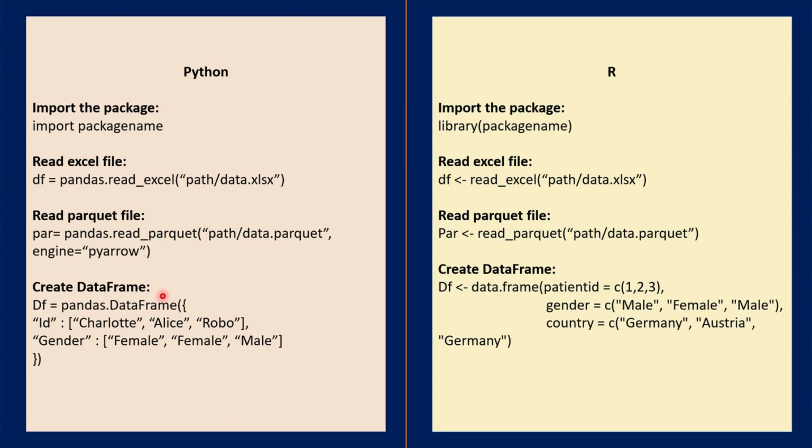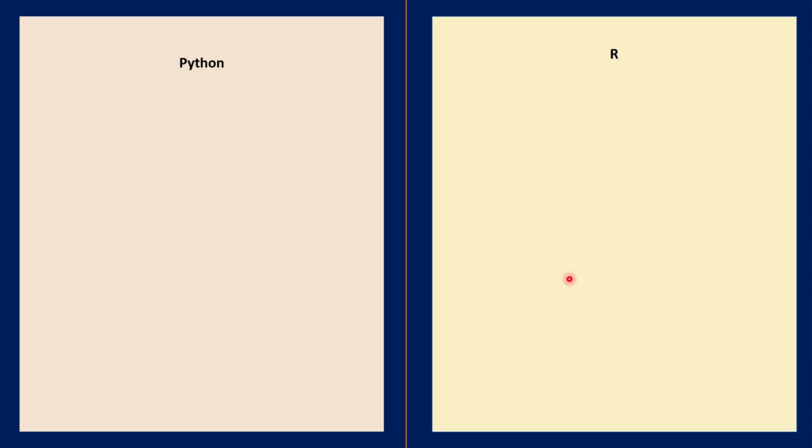So how can we do it in R? We call the data.frame function and we create vectors here. This is a numeric vector, this is a character vector, this is also a character vector. So you call these vectors and call this function to create a data frame. What's next then? How can we filter a data frame?